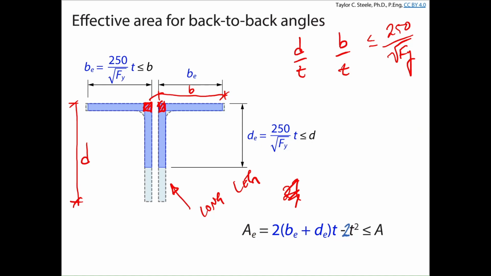Because there's 2 overlap areas of that angle. So the left-hand side, the blue rectangles overlap. The right-hand side, the blue rectangles overlap. So we need to get rid of that by subtracting 2t squared.